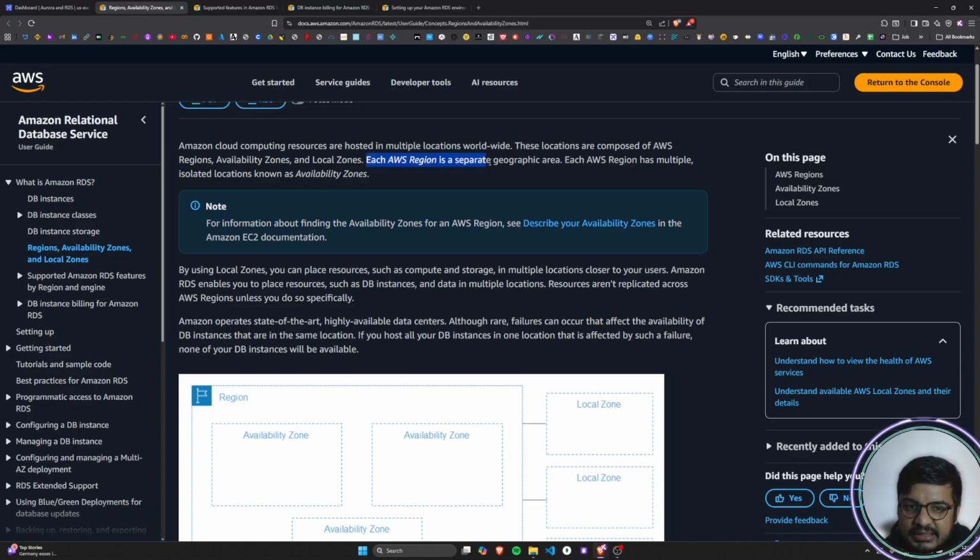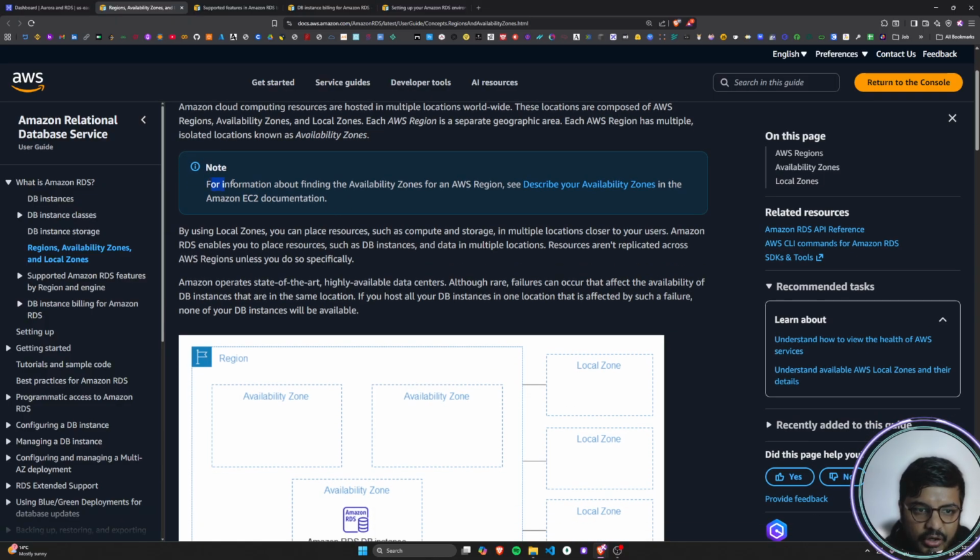Each AWS region is a separate geographic area, and each AWS region has multiple isolated locations called availability zones. These things we have already discussed in a very detailed way in our previous videos. If you have not watched those videos, I would highly recommend you watch them, so that you can get a good understanding of these concepts of regions, availability zones, local zones, bandwidth zones, etc.